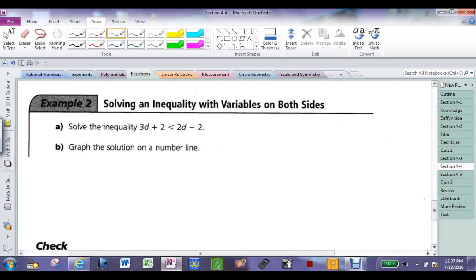Solving an inequality with variables on both sides. Now this is tricky again. I'm not going to tell you what is happening here. I need you guys to be aware of it. Okay? So let's have a look at that. Now if this was an equal sign, what would we do? You just wrote a quiz on it. What would you do? You'd simplify it. You'd combine your like terms. So what are we going to do here? Combine our like terms.